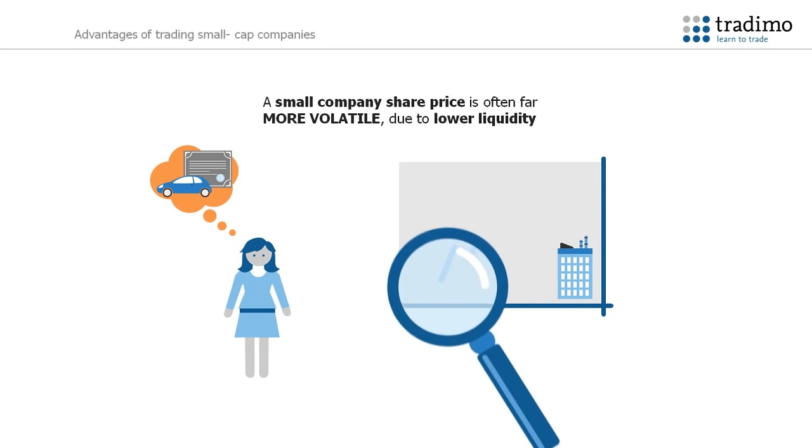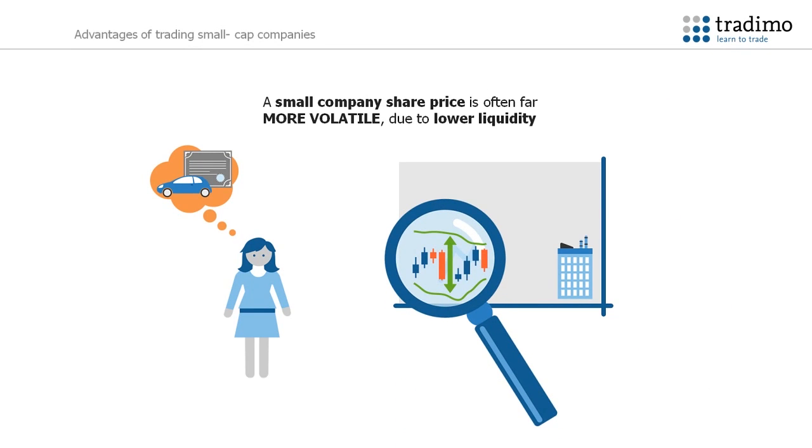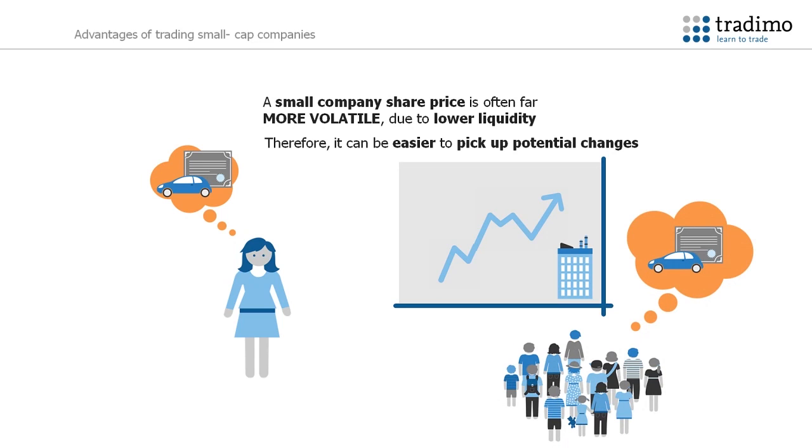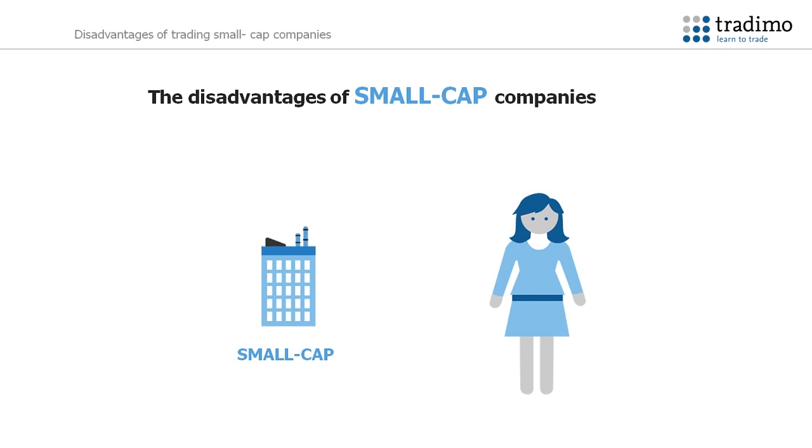As an investor or trader, knowing that a small company's share price is often far more volatile due to lower liquidity can make it easier to pick up potential changes. For example, a sudden increase in price action can be a giveaway that other people are interested in the company's shares. So what are the disadvantages of small cap companies?